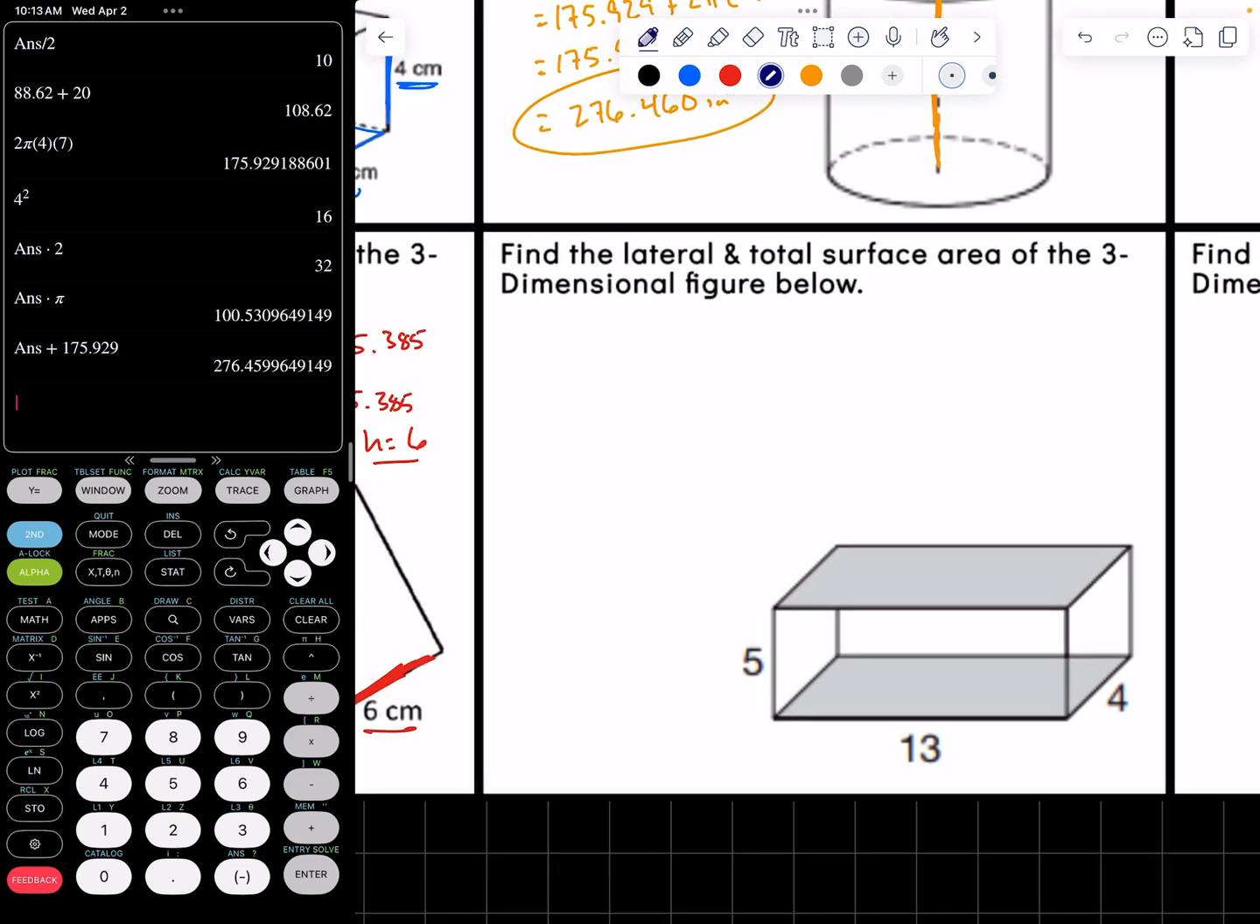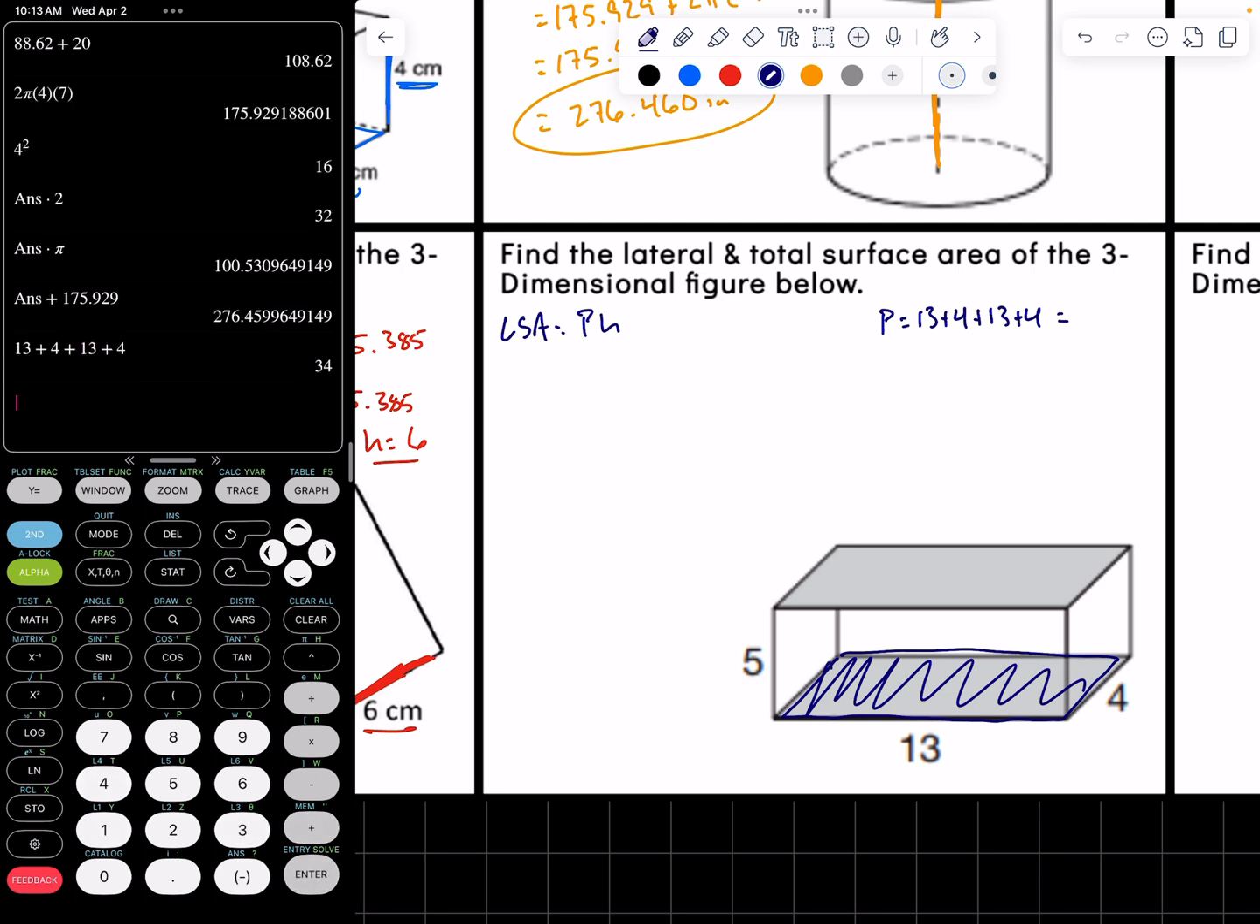Down here, find the lateral and total surface area of the three-dimensional figure. Again, it's a rectangular prism, so this one shouldn't be too bad. My lateral surface area is going to be my perimeter times the height. The perimeter of my base is going to be 13 plus 4 plus 13 plus 4, which is 34. Height is 5.